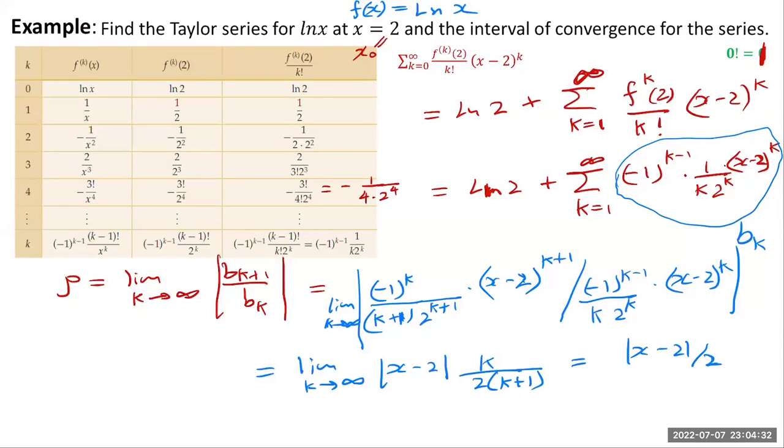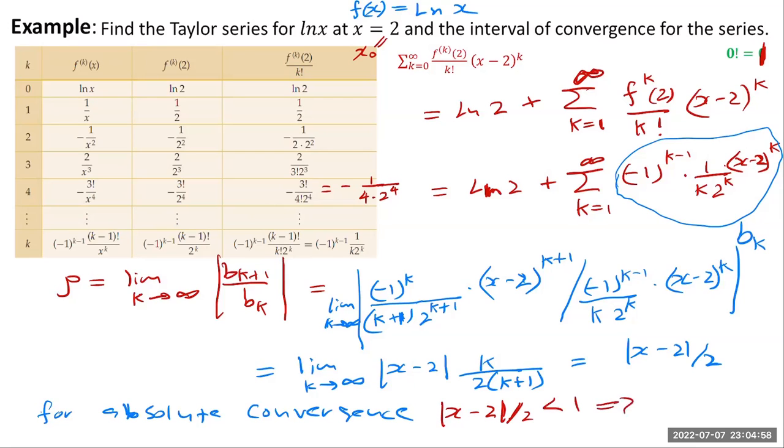Now for absolute convergence, what do we need? We need this quantity to be less than 1, right? Your rho has to be less than 1. This should be less than 1. That implies that x minus 2 should be greater than minus 2 and less than plus 2.